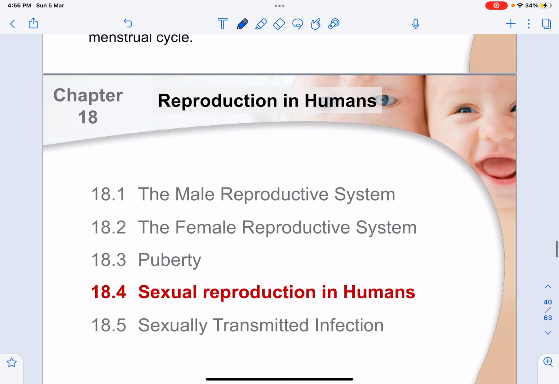Next, I'll be talking about sexual reproduction in humans, and of course sexually transmitted infections. You may want to pause here for a while and look at the resources, the slides, and try to understand some of these things.